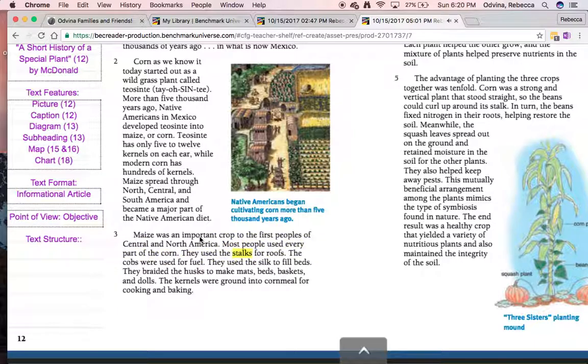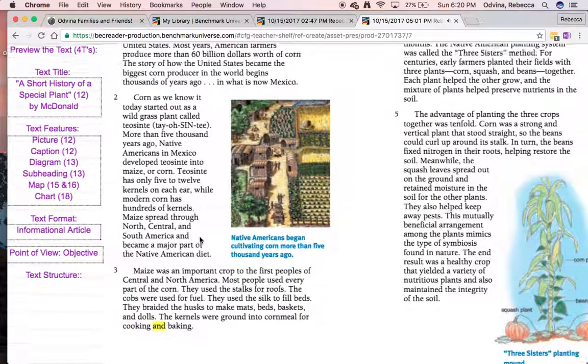They used the stalks for roofs. The cobs were used for fuel. They used the silk to fill beds. They braided the husks to make mats, beds, baskets, and dolls. The kernels were ground into cornmeal for cooking and baking.